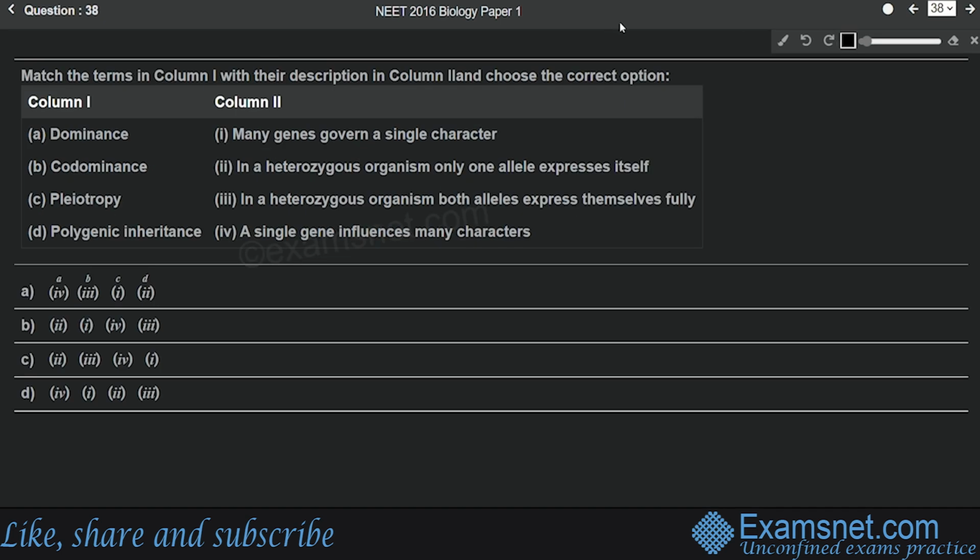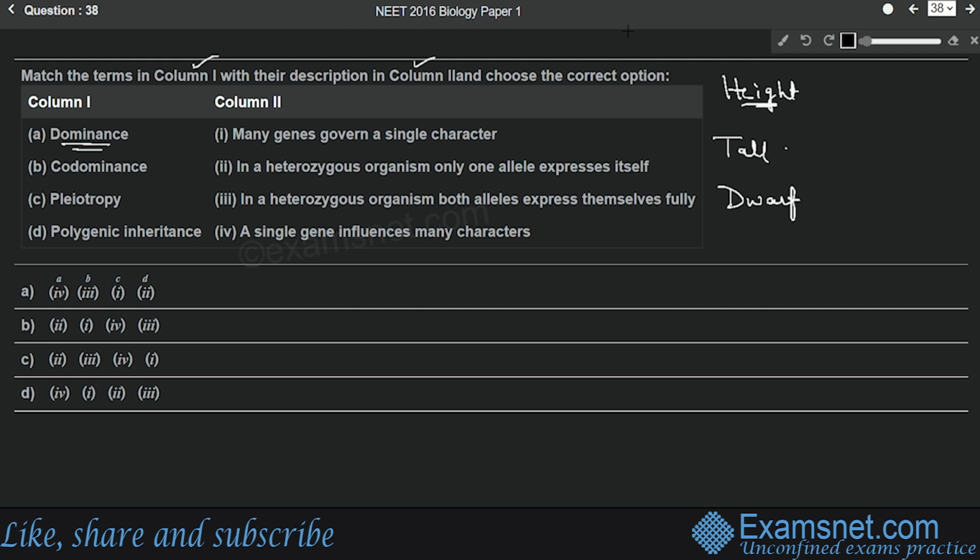Question number 38 is from the chapter Principles of Inheritance and Variation, and the question is, match the terms in column 1 with their description in column 2 and choose the correct option. So in column 1, the first term is dominance. Now what does dominance mean? We know that there are two alleles of a gene. For example, if we talk about the gene for height, then two types of height are possible, either tall or dwarf.